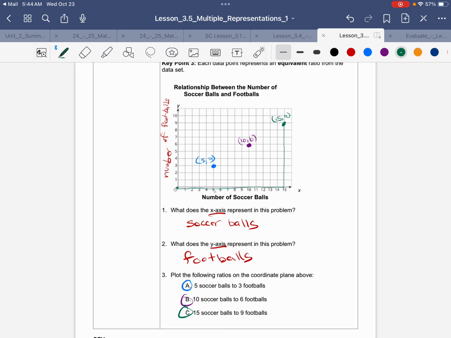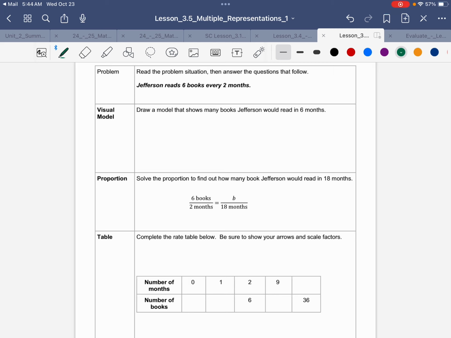All right, for this one, it says Jefferson reads 6 books for every 2 months, and they want you to draw a picture. People's pictures will look different. For the months, I guess we could make something that looks like a calendar. That's my calendar. So, not exactly the same, but we'll call those months. And then books. My books. We'll call my cubes books.